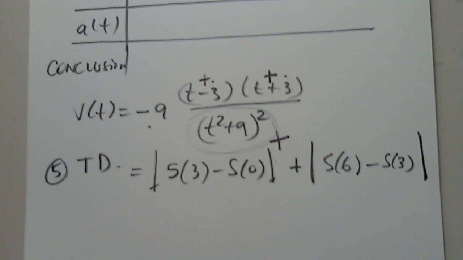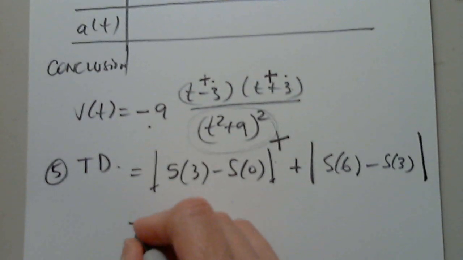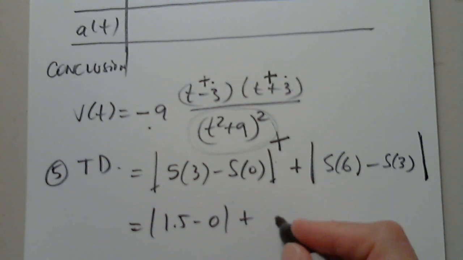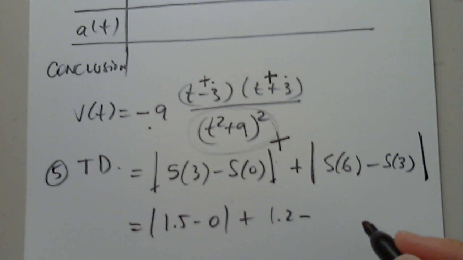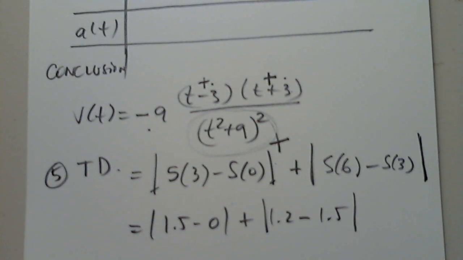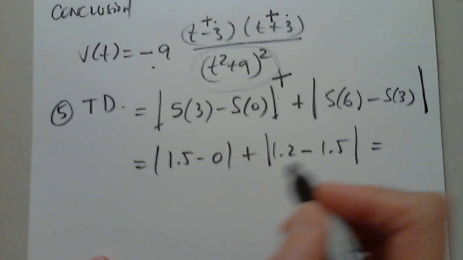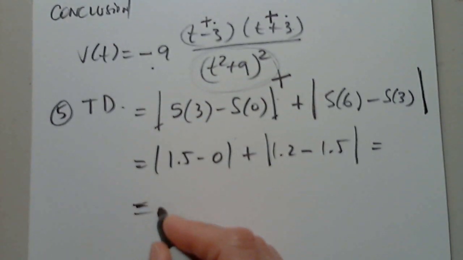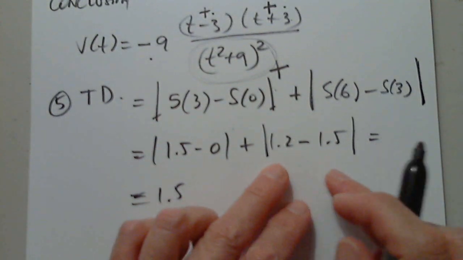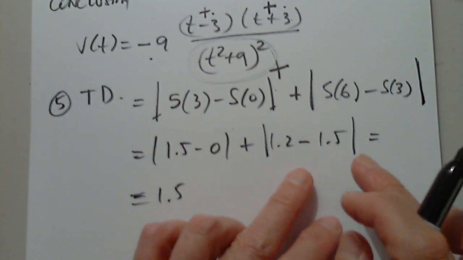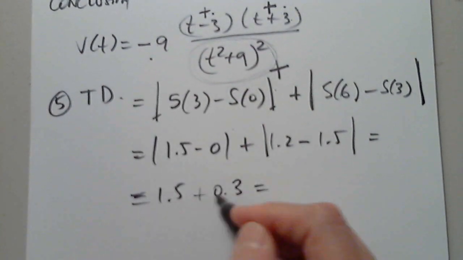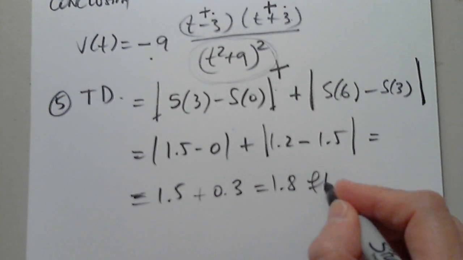So, s of 3, 1.5, minus 0, plus s of 6, 1.2, minus s of 3, 1.5. So I copied those numbers in here. As expected, 1.5 minus 0 is 1.5, in absolute value 1.5 feet. But 1.2 minus 1.5 is negative 0.3, in absolute value plus 0.3. So the answer is 1.8 feet.